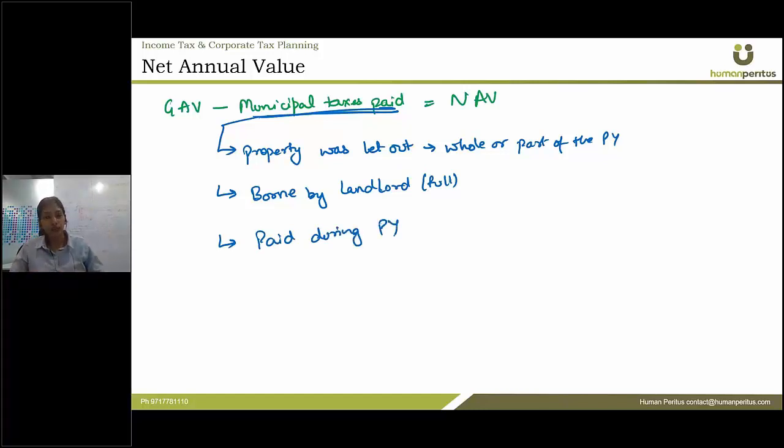Okay, so if the municipal taxes were paid in the previous year, paid by the landlord, and the property was let out for whole or part of the year, only in these three conditions can the SSC claim the deduction of municipal taxes from gross annual value, and then we will get net annual value. If he has satisfied these three conditions, only then he can deduct municipal taxes. Otherwise, whatever our gross annual value was will become our NAV. Is this clear?